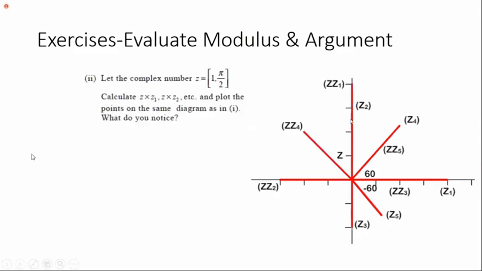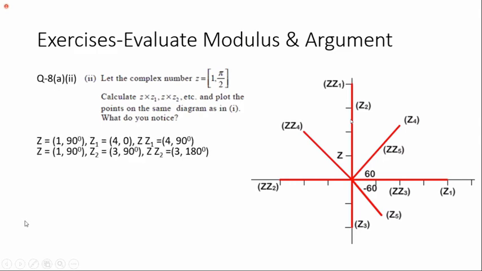These are the complex numbers. Calculate Z multiplied by Z1, Z multiplied by Z2. You know what this complex number is? 1, pi by 2. How to do this one? See the answers. This is interesting. See? Modulus 1, argument 90.